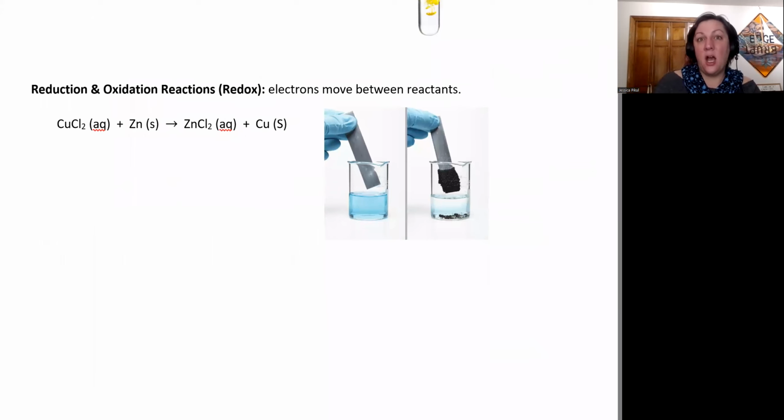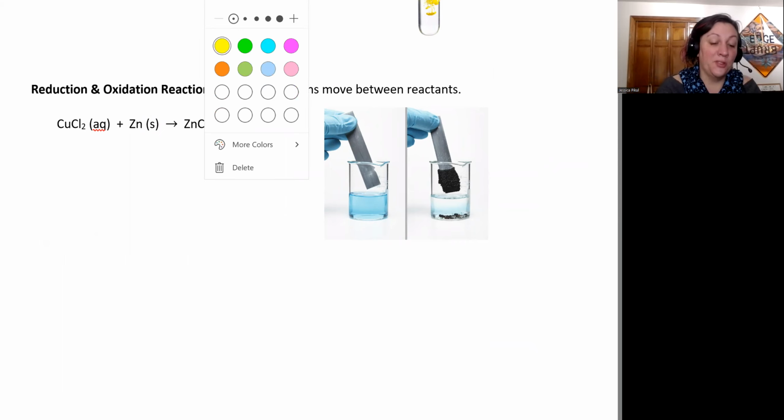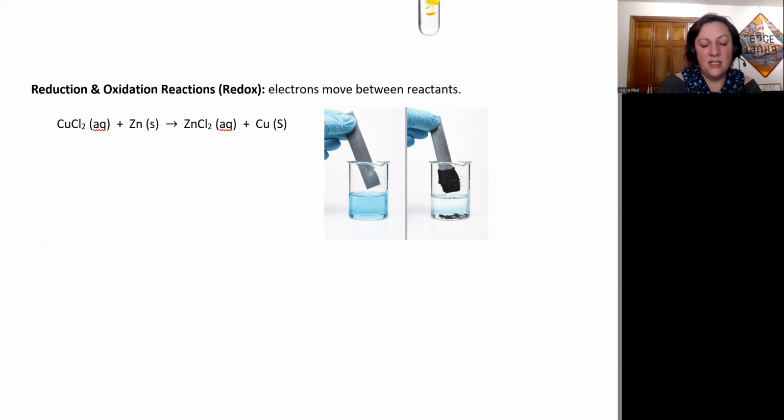Right, the last common reaction that I want to talk about are reduction and oxidation reactions. We oftentimes just abbreviate these redox for reduction and oxidation. And these ones are really about electrons moving between reactants to form some new products.